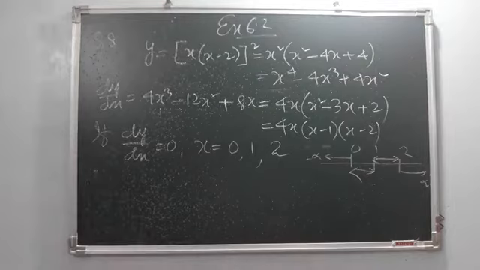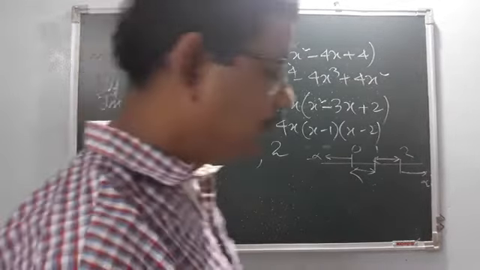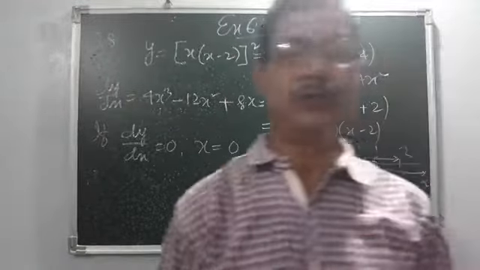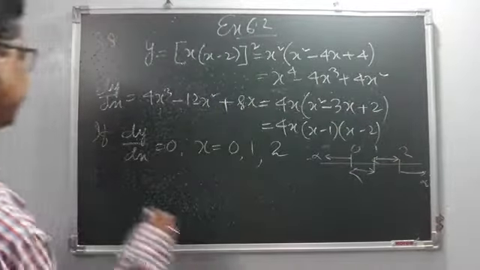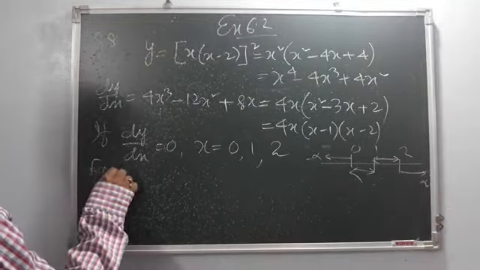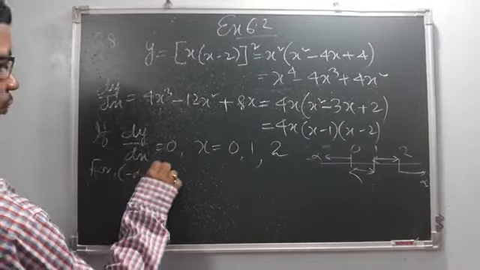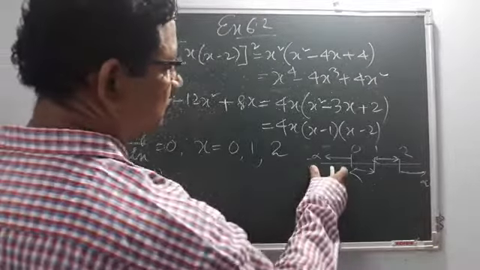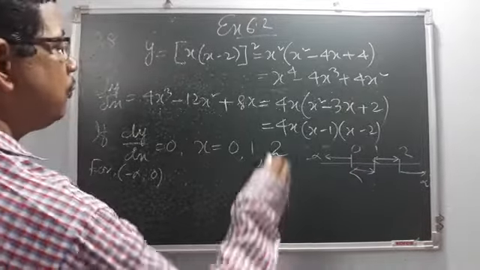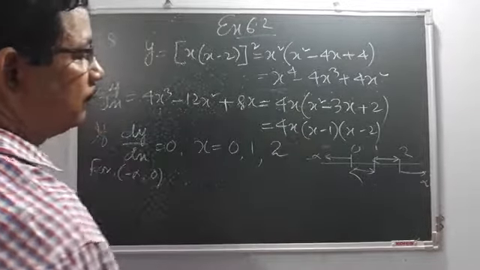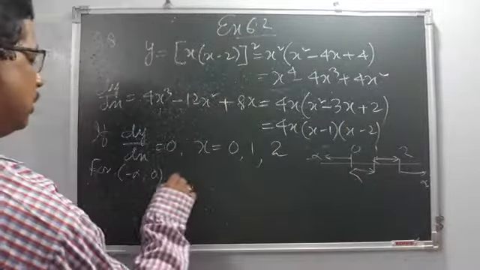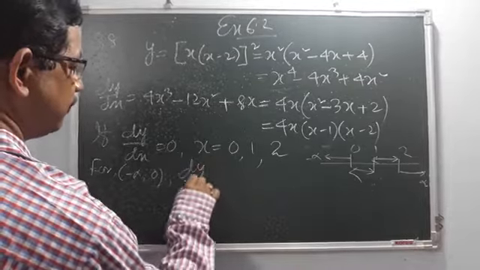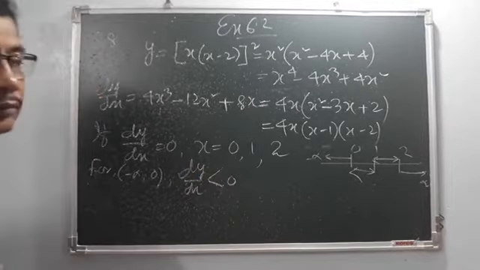And we have to find at which interval it is strictly increasing. So we have to search. Minus infinity to 0: minus 1 you can take. If you put minus 1 here, this will be negative, this will be negative, this also will be negative. So we get dy/dx less than 0.